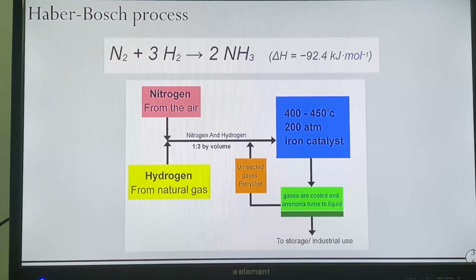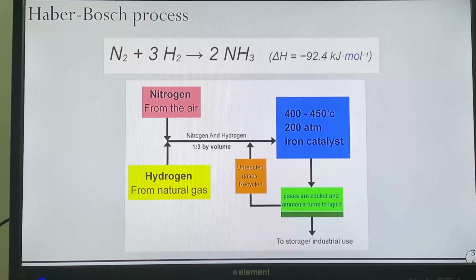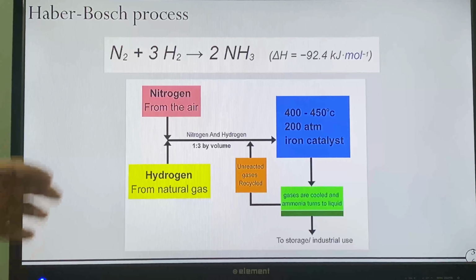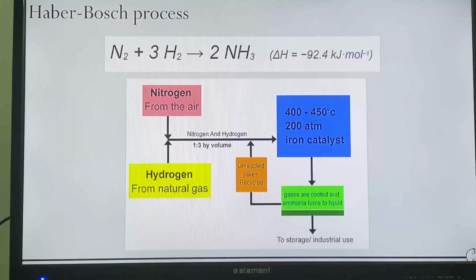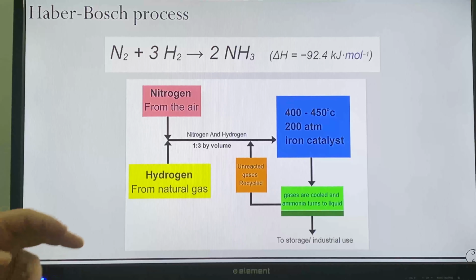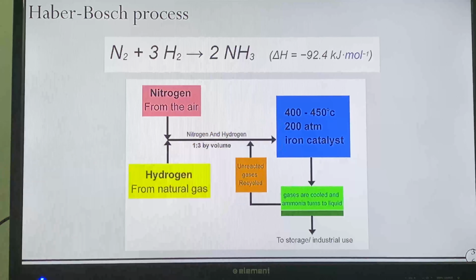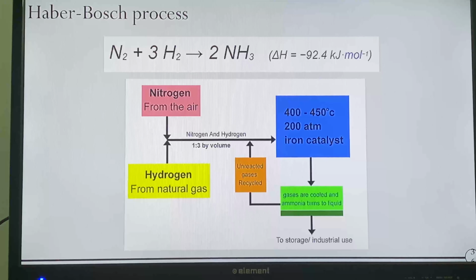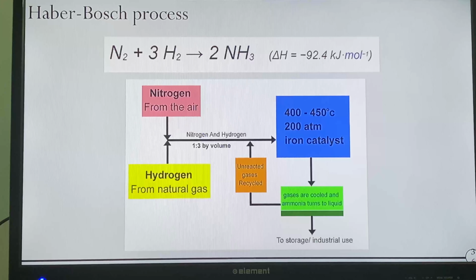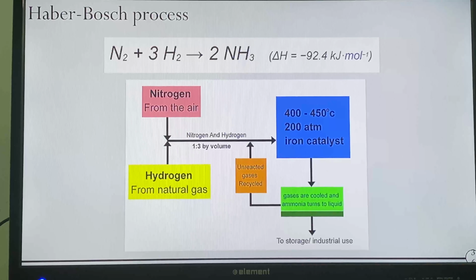Moving into how fertilizer is manufactured, we have the Haber-Bosch process. This is why fertilizer is so expensive. We have dinitrogen gas, which we fix from the atmosphere, and hydrogen from natural gas, like methane. Under pressure and temperature with an iron catalyst, we combine those two and form ammonia. The ammonia gas is cooled and turns to liquid, and we can store that, or combine it with other chemicals to form our actual fertilizer.